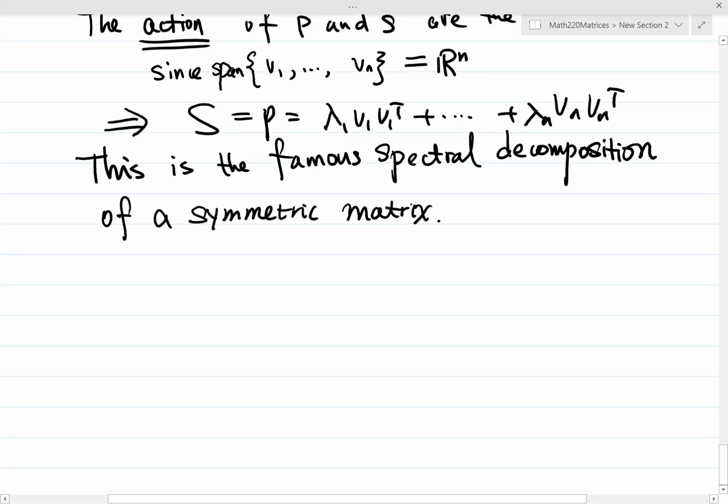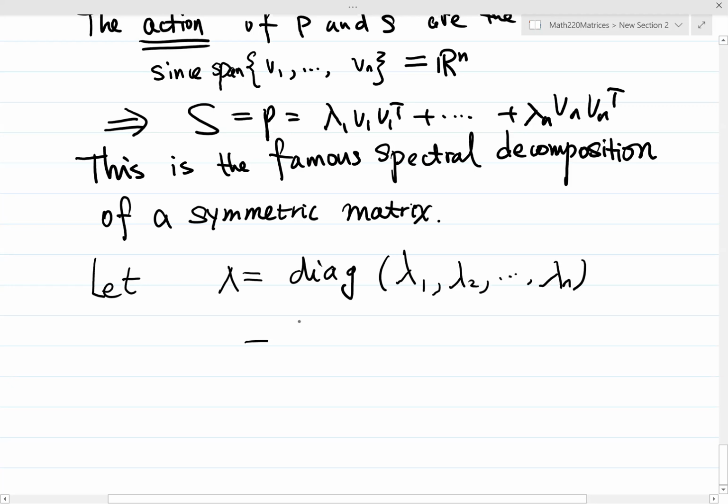Remember the diagonalization of a matrix. We put the eigenvalues on the main diagonal. So let gamma be the diagonal matrix with the eigenvalues lambda 1, lambda 2, up to lambda n on the main diagonal. If you write it in matrix form, it is lambda 1, lambda 2, up to lambda n on the main diagonal, and everything else is 0.